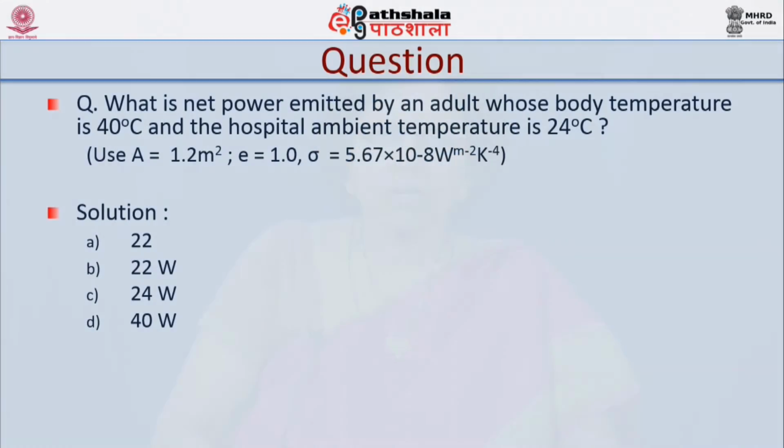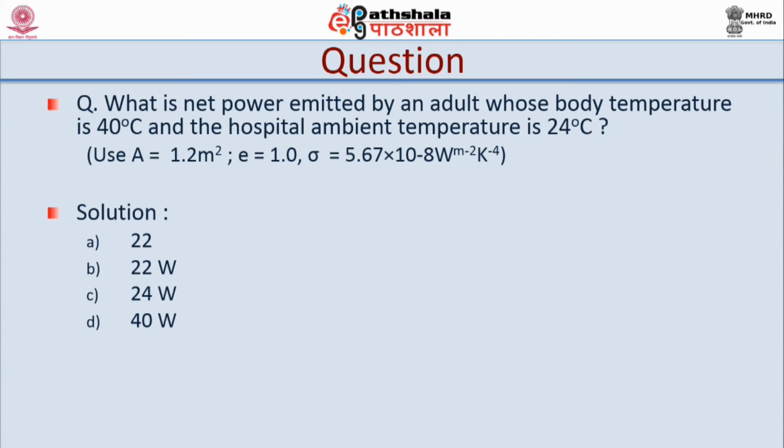Now, having done this, let us do an example where the human body temperature is 40 degrees, for example, under pathological conditions like a fever or infection, and he or she is admitted in a hospital. The hospital temperature is 24 degrees centigrade, and now you have to use A, the surface area, as a normal 1.2 meter square, for example, the emissivity constant as 1, and the Boltzmann constant. Now, you should be able to do this again on your own using the Stefan-Boltzmann constant.